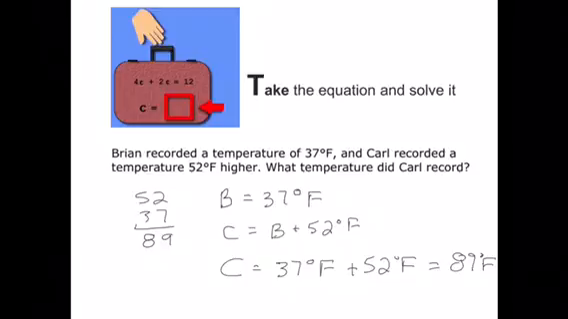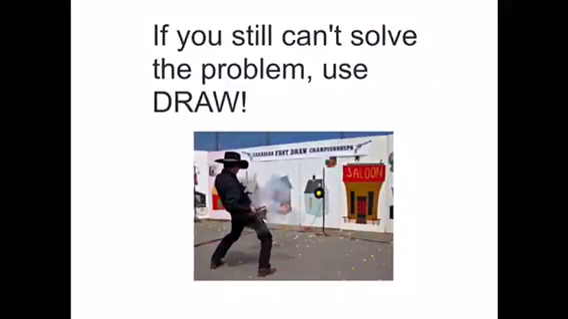Now, before I move on, before I say I'm finished, I have to look back and make sure that the solution I have makes sense. So we know that Carl's temperature has to be higher than Brian's temperature. And we should say to ourselves, is 89 degrees higher than 37 degrees? Yes, it is. So our answer makes sense, and we will box our answer to show that that is our final answer. If you still cannot solve the problem, then begin using the draw portion of the strategy. In the interest of time, I'm not going to go over that today.